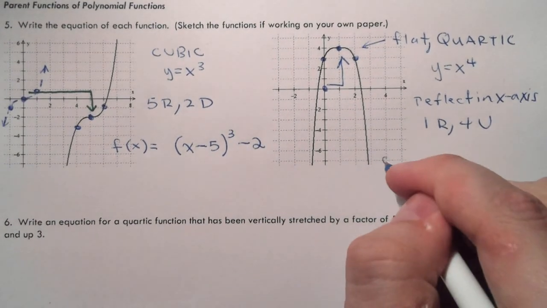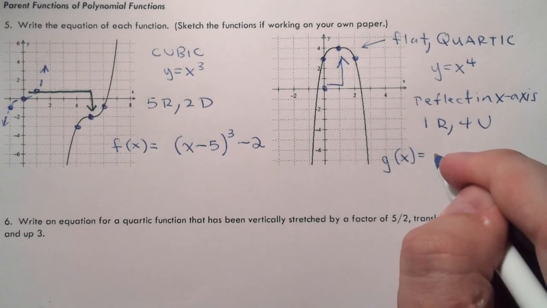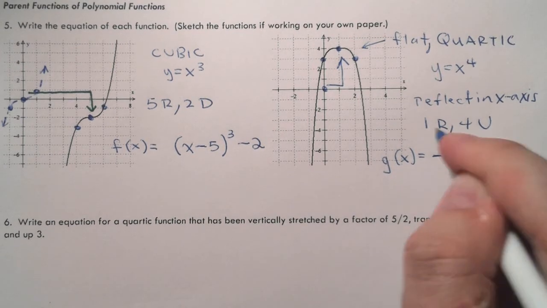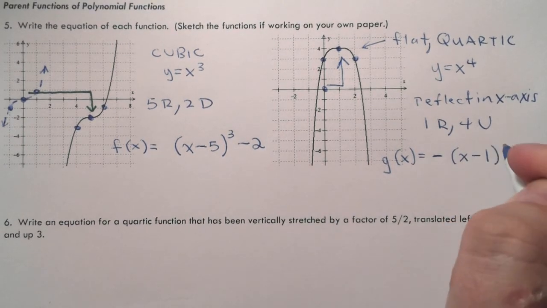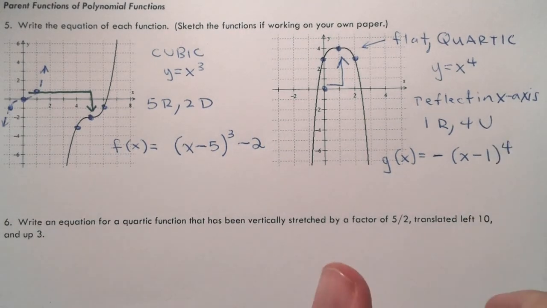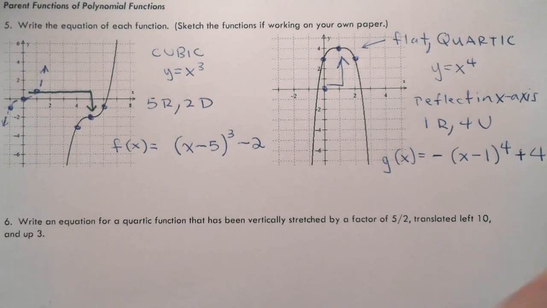And again, I can say y equals or f of x or g of x if that suits me. To reflect, I put a negative in front. To go 1 to the right, I'll have x minus 1. It's to the 4th, so that it's a quartic. And to go 4 up, I just add 4 onto this function.